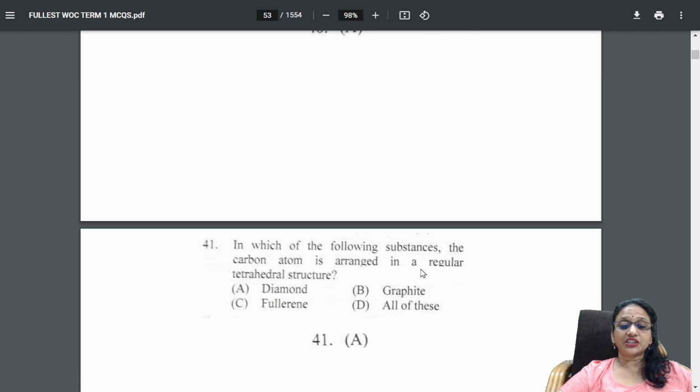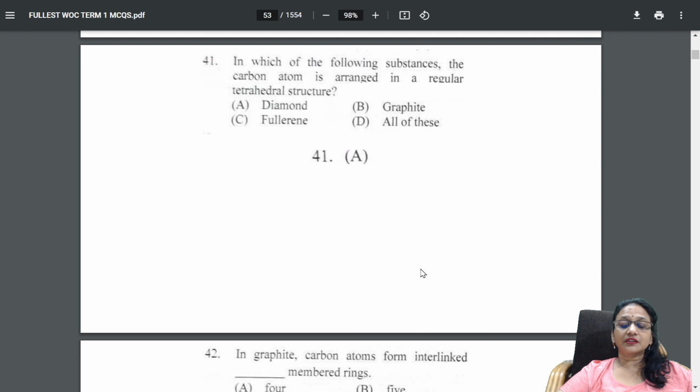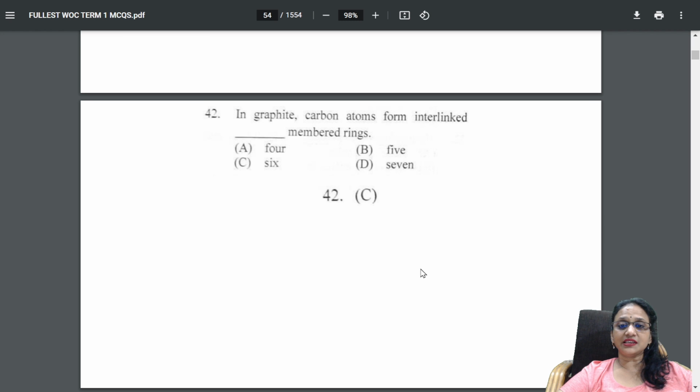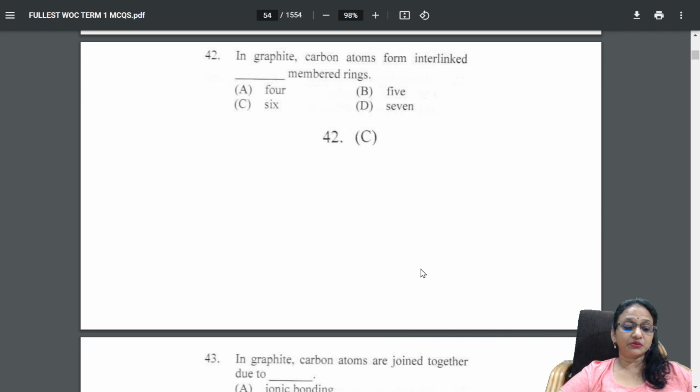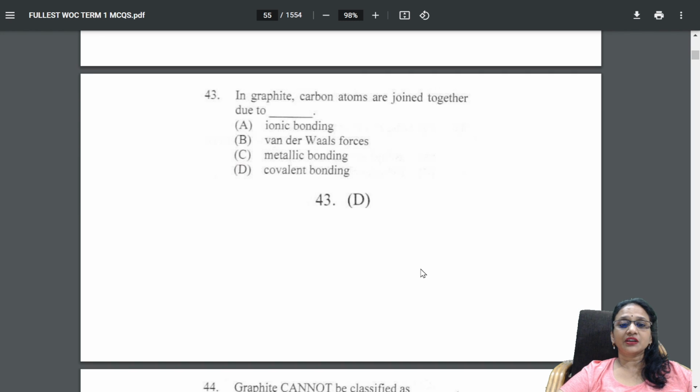Check this question, the 41st question. Keep learning everything. Everything will be easy. The thing is remembering that. You have 4 days, 3.5 days rather, so you can easily complete two chapters per day. Graphite, one more question.